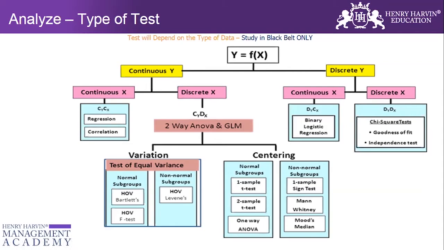In that particular case, I would be able to go for two-way ANOVA and general linear model. Okay, so there are two types of tests that I do in the Y continuous X discrete. However, in this particular category, we look at two types of stages. One is the variation and another is the centering. Let's understand that in detail.